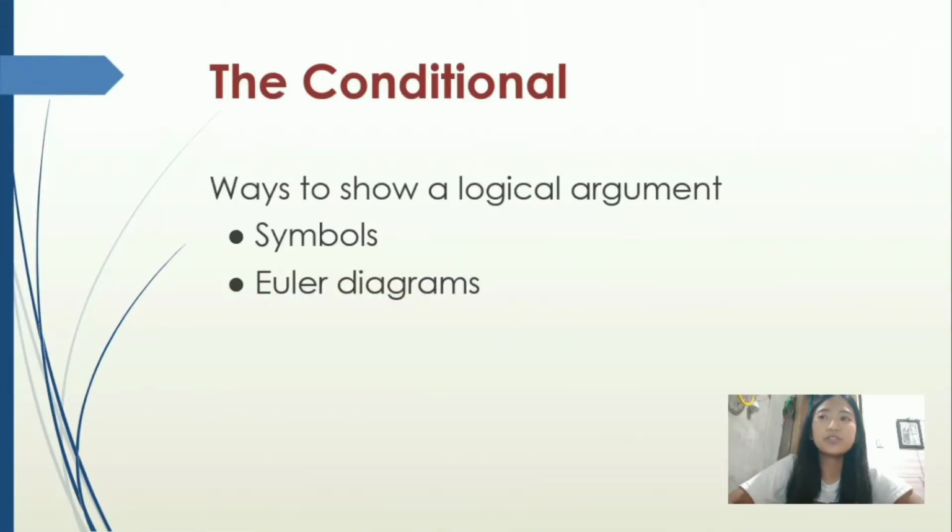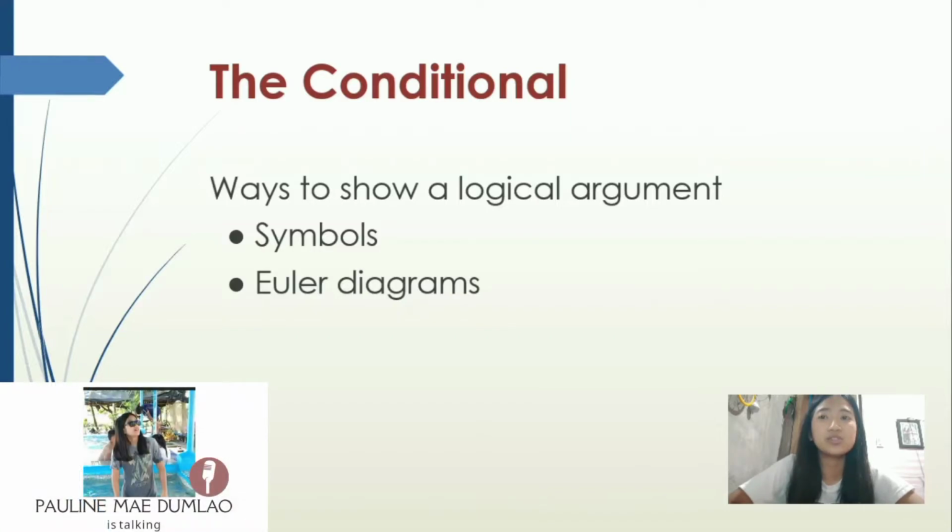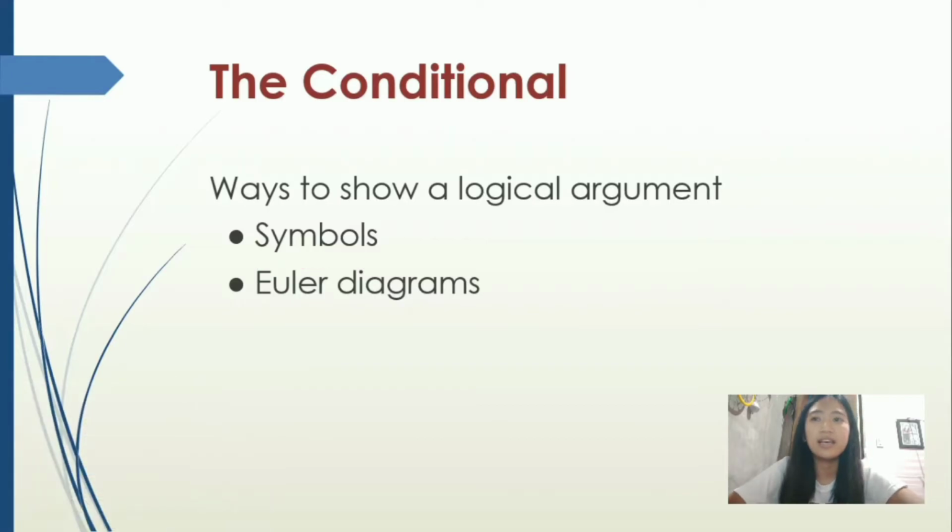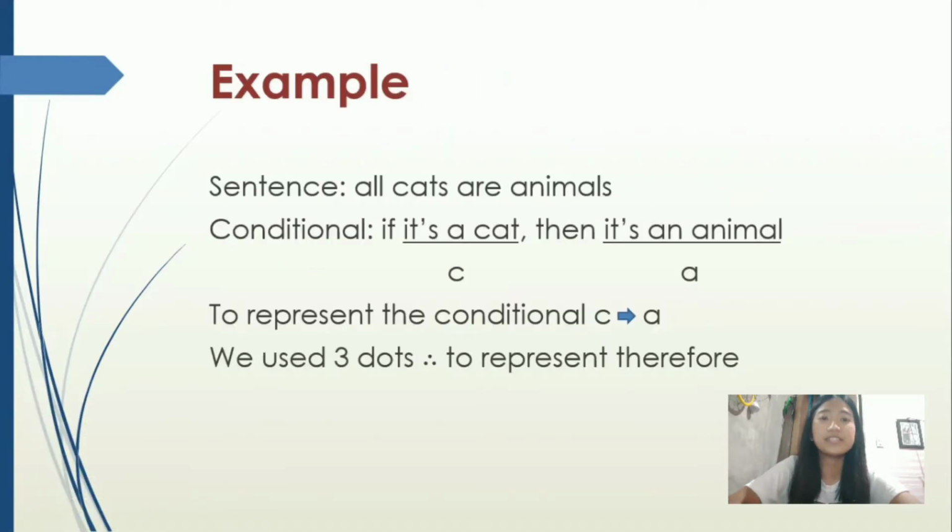In showing conditional, we use different ways to show logical arguments, including symbols and Euler diagrams. For instance, we have the sentence, all cats are animals. In an if-then statement, if it's a cat, then it's an animal. This if-then statement is what we call conditional. As a representation of a conditional, we use an arrow.